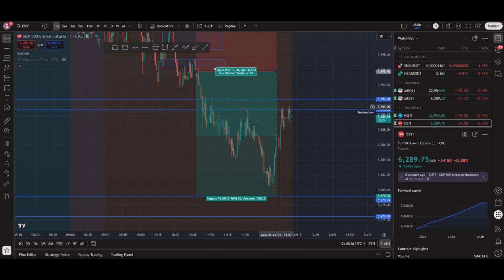Two trades today. Going to go over these trade recaps. We had one trade on NQ and one trade on ES. The ES trade ended up actually hitting take profit.